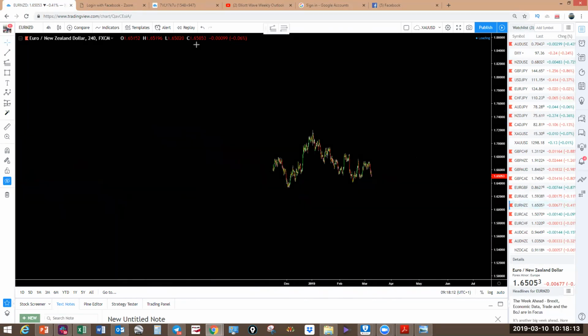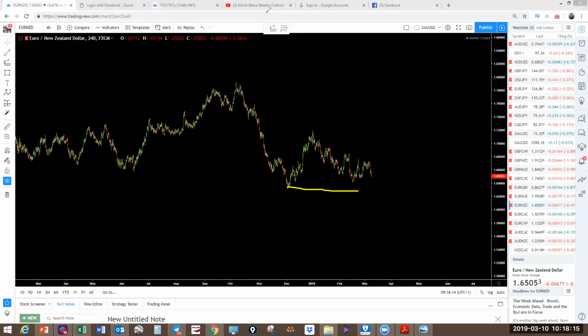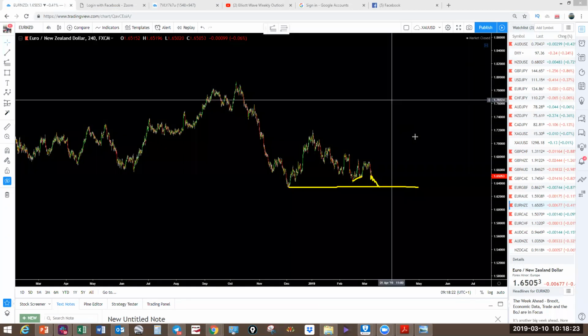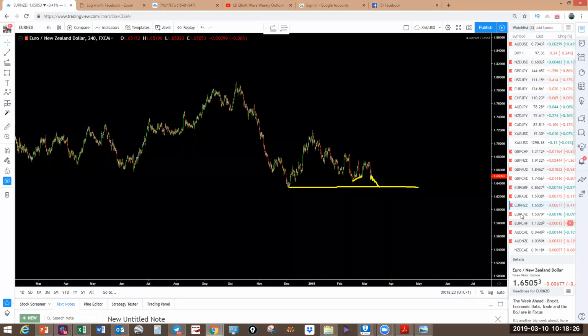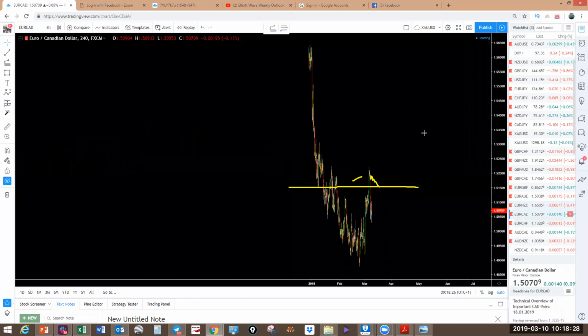Euro New Zealand, we're looking for it to come down here. Strong Aussie and New Zealand in the next coming sessions. So you'll be looking for this one to keep dropping to around that level. EURCAD, a pulsing move to the downside.